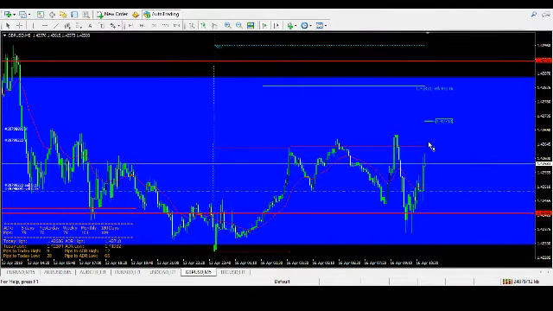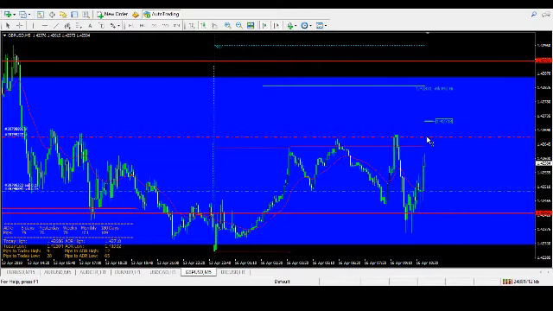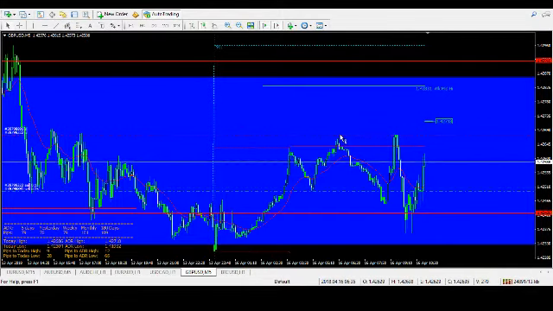Just because it pushed up, let's put this stop right there. Now what I did was I moved this stop right above this previous high, right here. And I will place another.